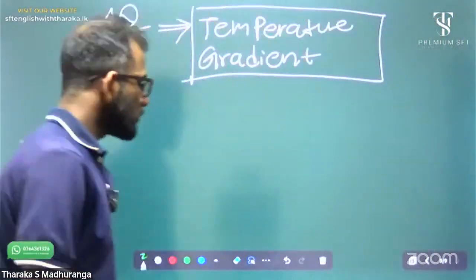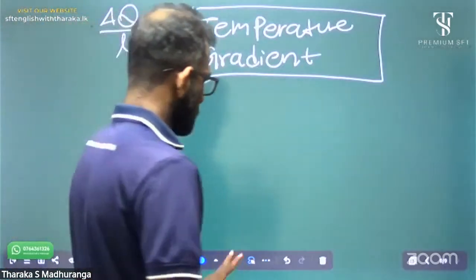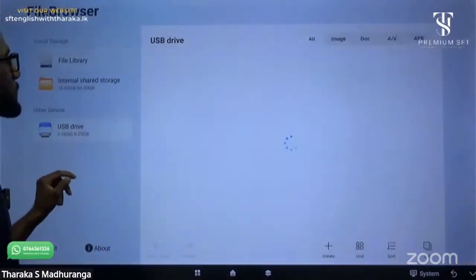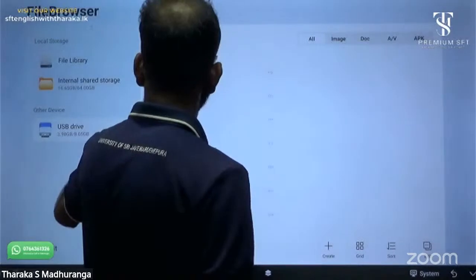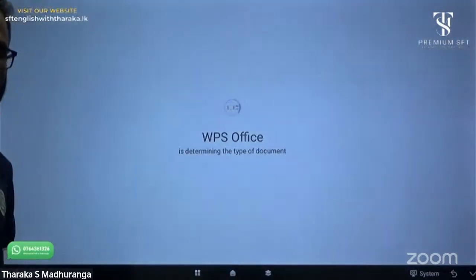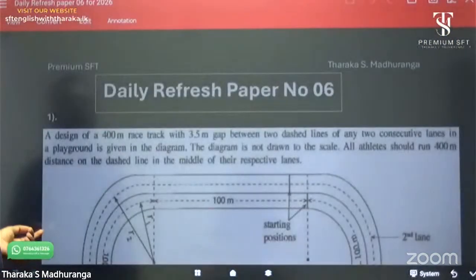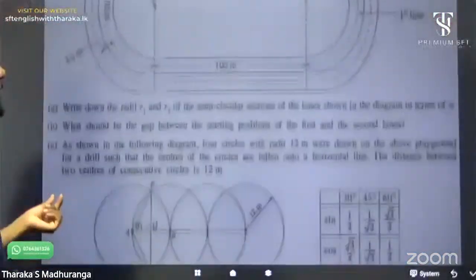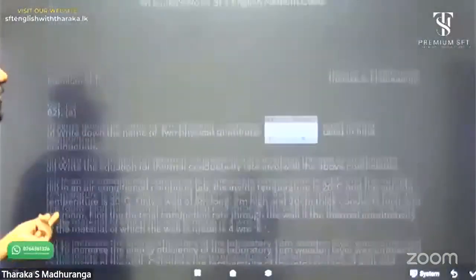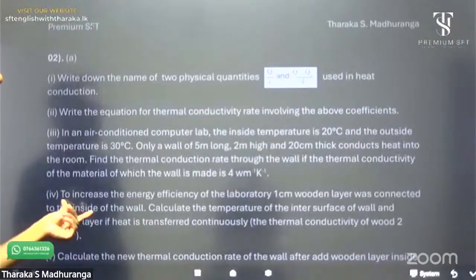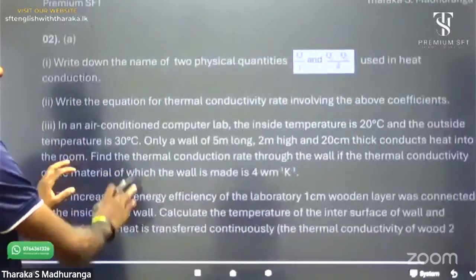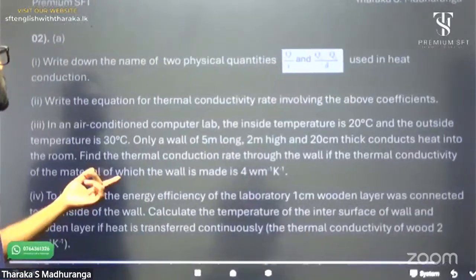Okay, go to today's paper. This area volume question is a 2018 past paper question. I can't remember if it was 2017 or 2018. That was a past paper question. This heat question is a model paper question. First, let's discuss this heat question.